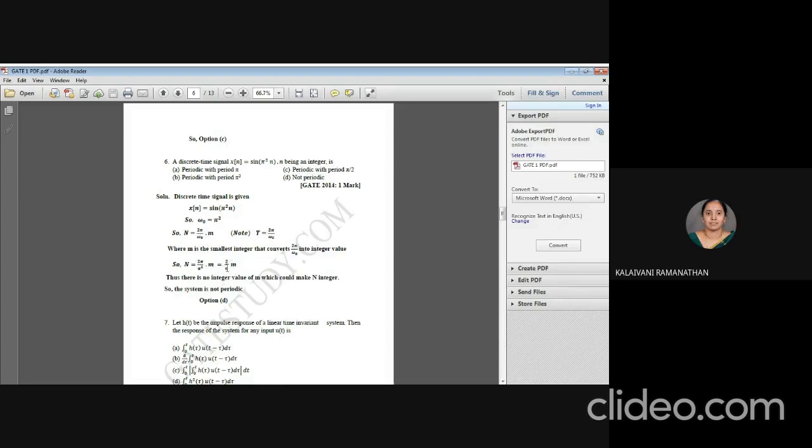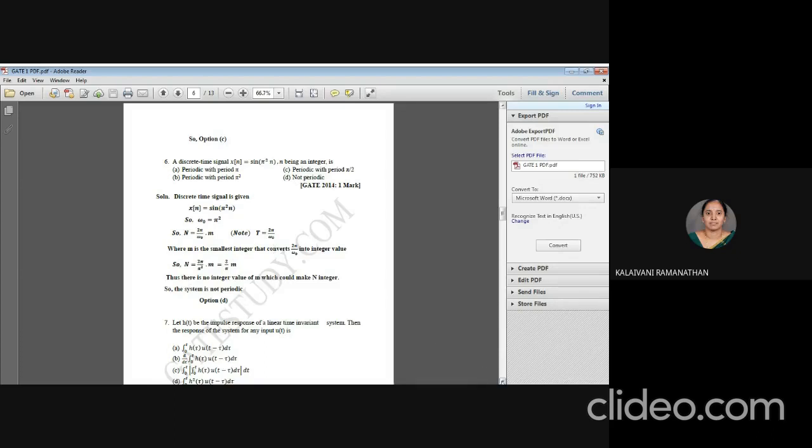Since N cannot be an integer value, the system is not periodic. Only when you get N as an integer value can you say that the given system is periodic with respect to n. Since you will not be able to get an integer value for N, it is an aperiodic system. So you have to choose option D.